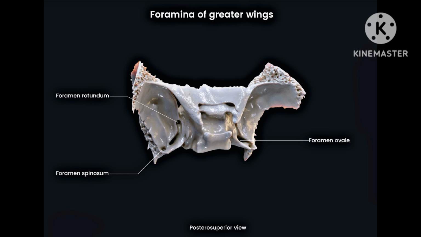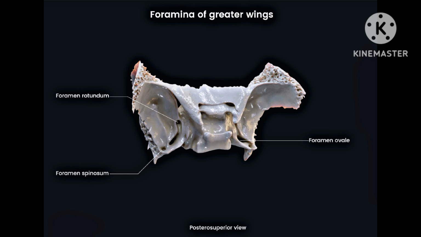The foramen spinosum is a round, small opening in the greater wing located posterolateral to the foramen ovale. It connects the middle cranial fossa to the infratemporal fossa. The foramen spinosum transmits the middle meningeal artery and vein, and the meningeal branch of the mandibular nerve.